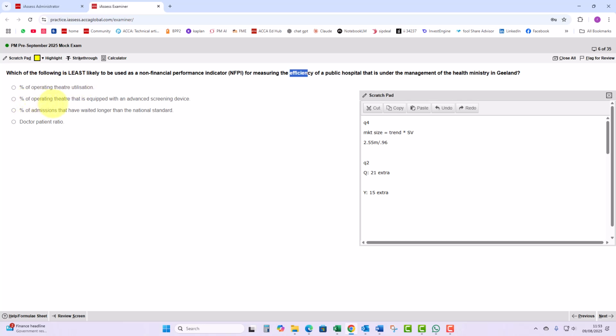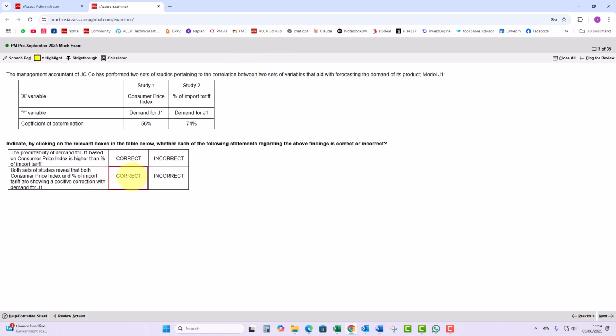The percentage of an operating theatre that's equipped with an advanced screening device, what that's really measuring or demonstrating is what resources are present in a particular theatre or an operating theatre. That doesn't sound like an efficiency measure. Admissions that have waited longer than national standard have got a relative measure of admissions to some standard, and doctor-patient ratio is a common efficiency measure.